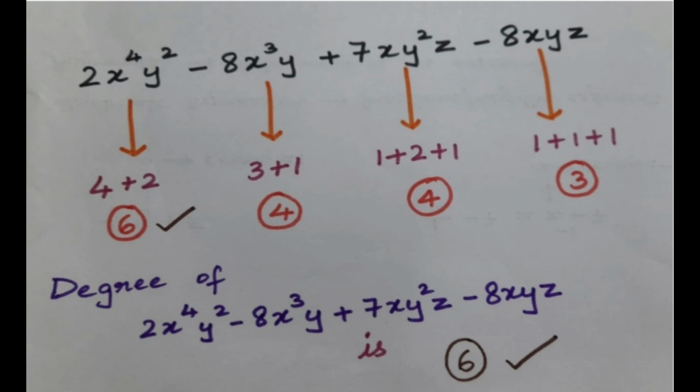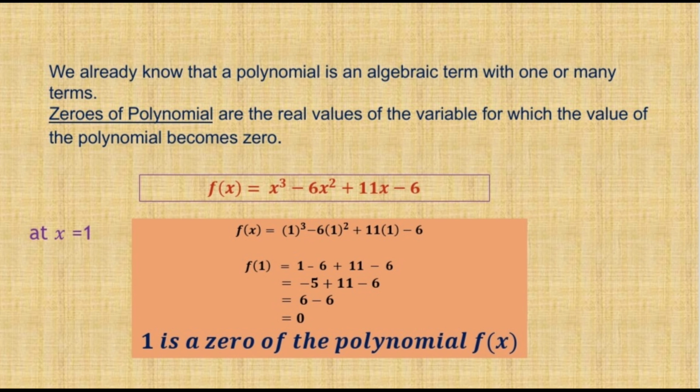Now that you found the degree for each particular term, you have to select the highest of all these individual degrees. So, the highest degree here is 6. So, the degree of this complete polynomial will be 6. To find the degree of a polynomial with different variables, first find out the degree of each term and then select the degree of the highest term. We understood that a polynomial is an algebraic expression with one or many terms. It can have one variable or more than one variable.